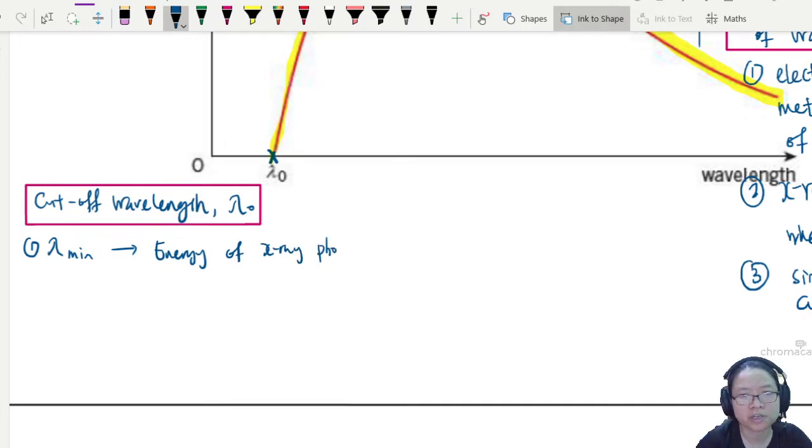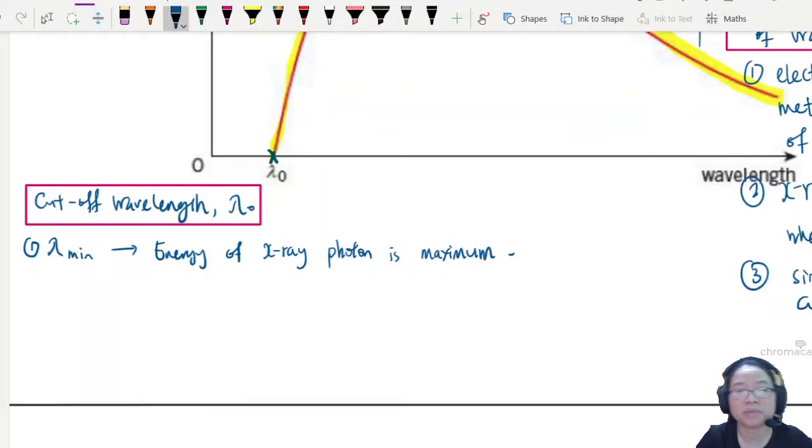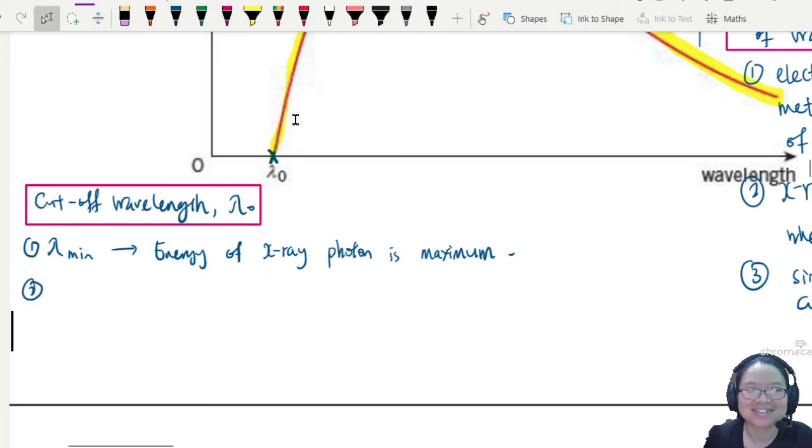So every time I mention the word photon in this particular subtopic, it's understood that it is X-ray. So the minimum wavelength corresponds to the maximum energy of X-ray photon. And just remember when we mention photon, it's about X-ray. So if this is the greatest energy, this means that the electron that was slowing down to give you its energy in the form of X-ray photon is giving you all its energy.